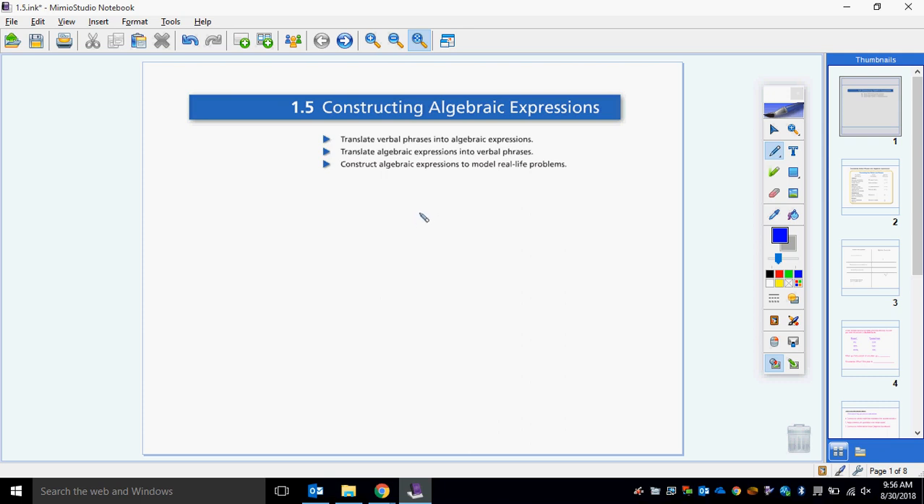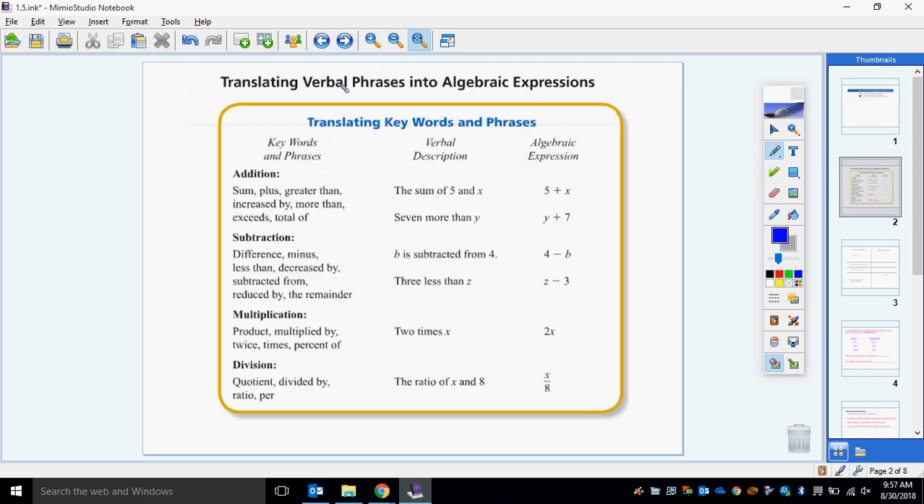Algebraic expressions. So what we're going to do is take a verbal phrase and turn it into an algebraic expression. And then we're going to take an algebraic expression and put it in English, and then construct algebraic expressions for real life problems. So if we're going to translate a verbal phrase, in other words, words, into math, an algebraic expression, we're going to pick out some key words and phrases that help us do that.